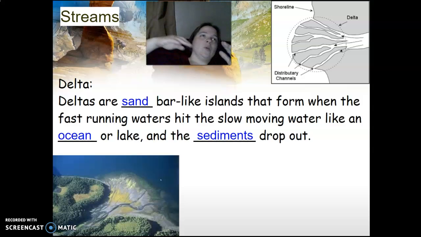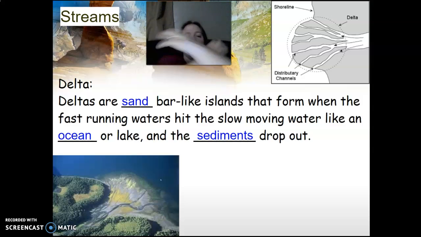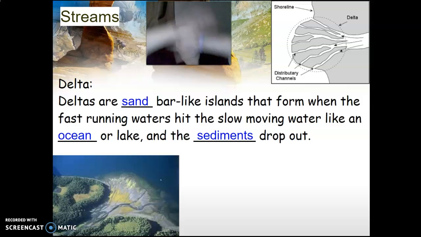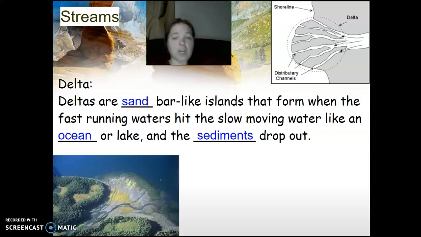So it hits it, and it's almost like when you go on those water slides and you put your hands like this, and I call them the wedgie makers. Because you're going down so fast, once you hit that bottom, you slow down. All this water is coming in and hitting the other water and slows down, and all these sediments just start dropping out.